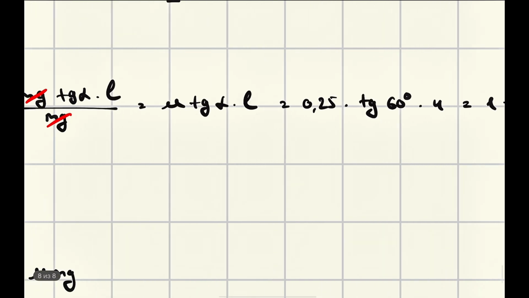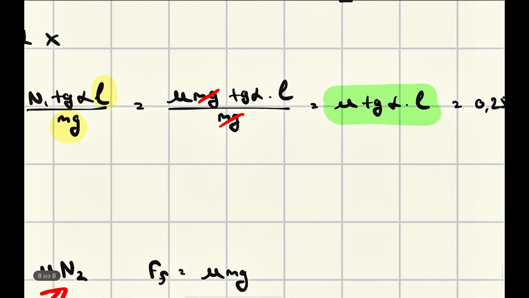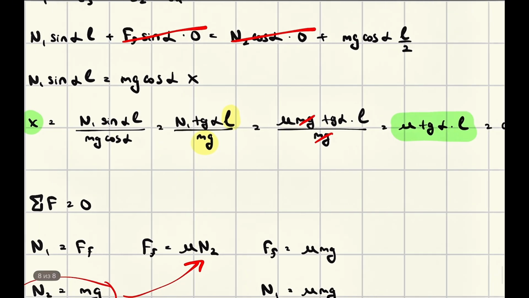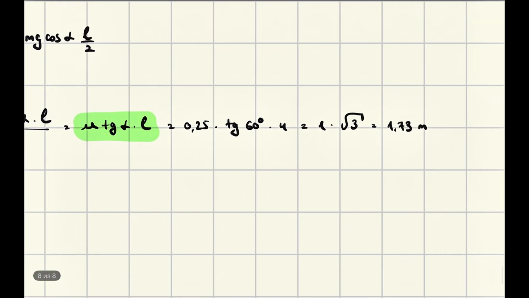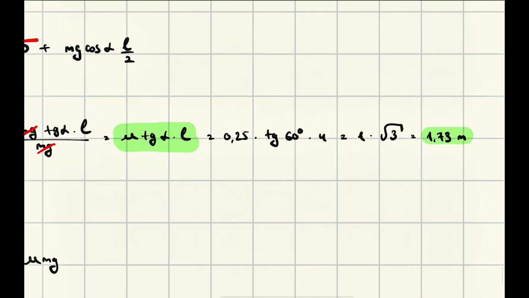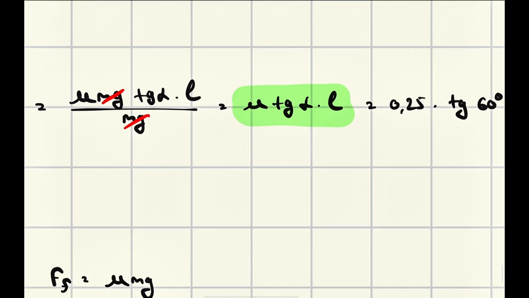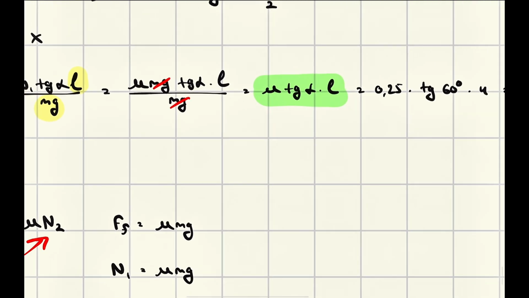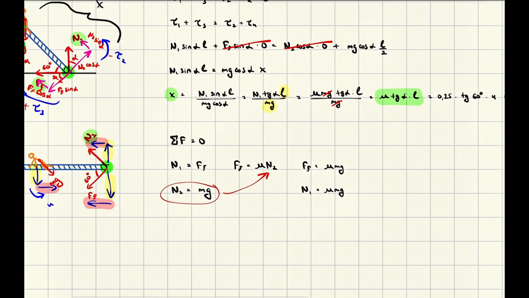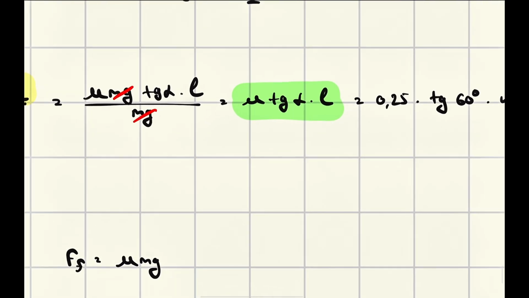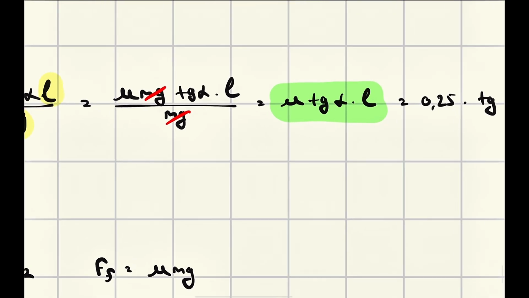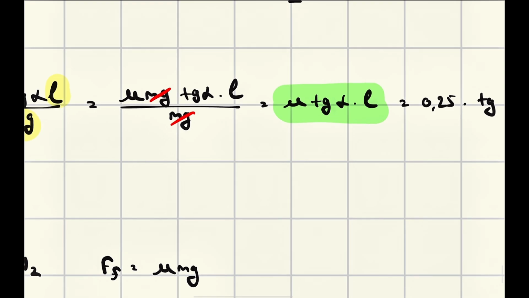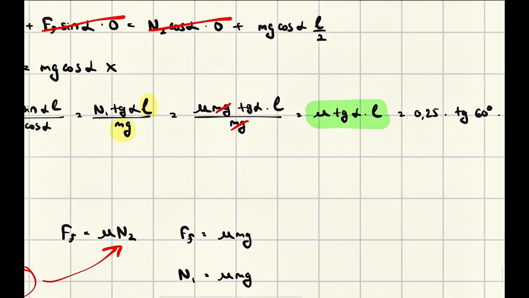Yeah, pretty good. So my original answer is right here. My distance is just mu tangent alpha multiplied by L. It is 1.73. But the most important thing about this, if you look here, there is no mass of a human being. It just cancels out, which means that it doesn't matter what the mass of our human being is. The only things which matter in this case are the coefficient of friction between the ladder and the ground, the angle and the length of our ladder.